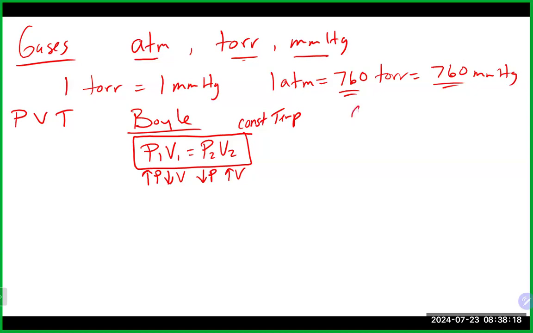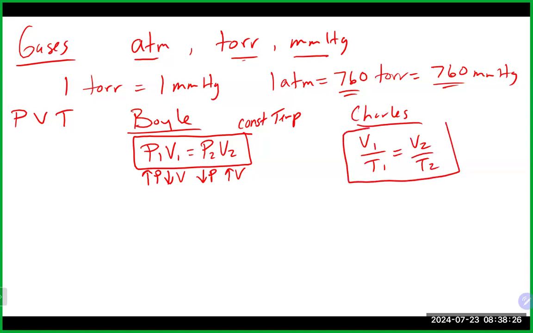We then saw Charles' law, which is V1 over T1 equals V2 over T2. This is at constant pressure. And remember that in terms of Boyle's law, for pressure and volume it doesn't really matter what units they're in, as long as they're the same on both sides of the equal sign.